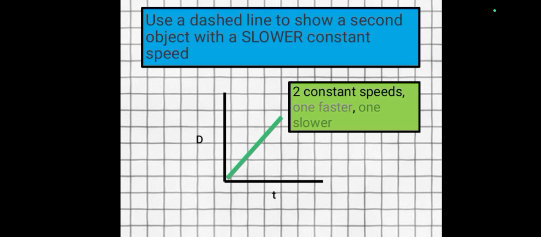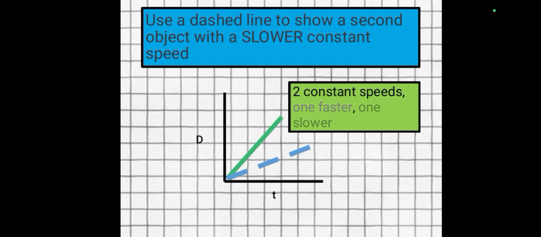Now here is a task. You are supposed to use a dashed line that shows a second object with a slower constant speed. And the answer is okay. So that dashed line indicates a slower constant speed.